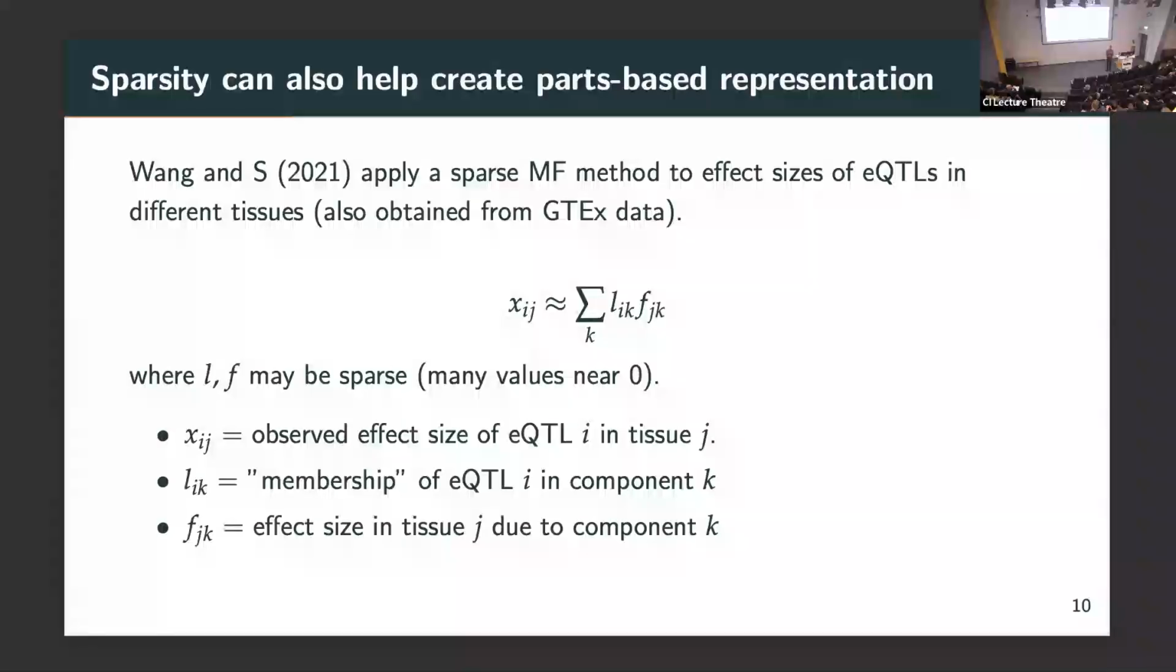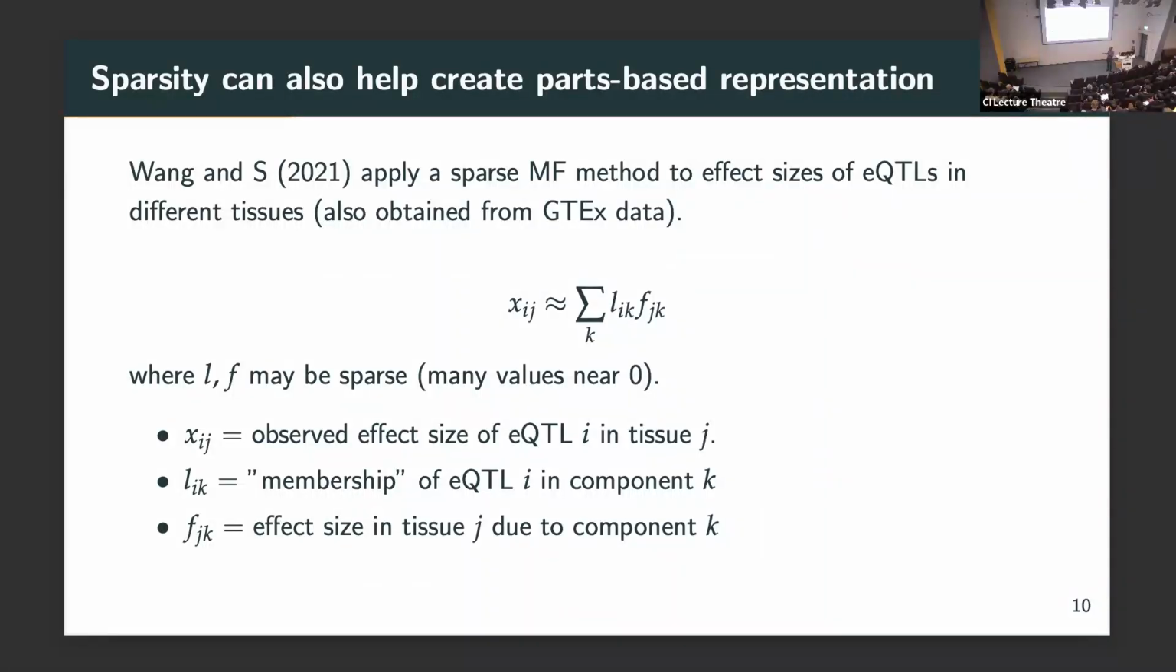So the idea here is that the matrix tells us something about what the patterns of sharing of eQTL effects across tissues might look like. That's what we're going to try and extract from the data. So X_ij is the observed effect size of eQTL i in tissue j. L_ik is the "membership", and I've put it in quotes now because L_ik can be negative. Membership is more naturally used when things are non-negative, I think, but it's just the membership, or weight, of eQTL i for component k, and F_jk is the effect size in tissue j due to component k.